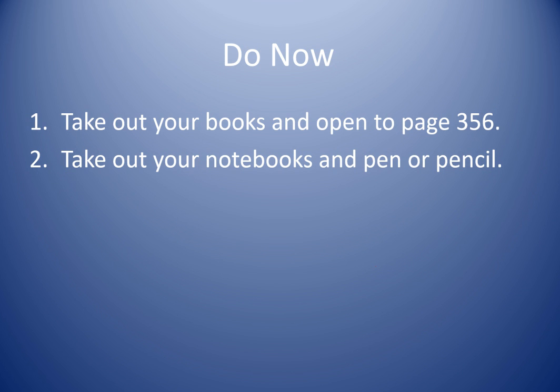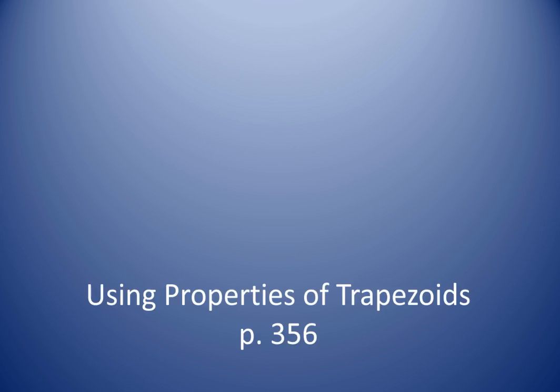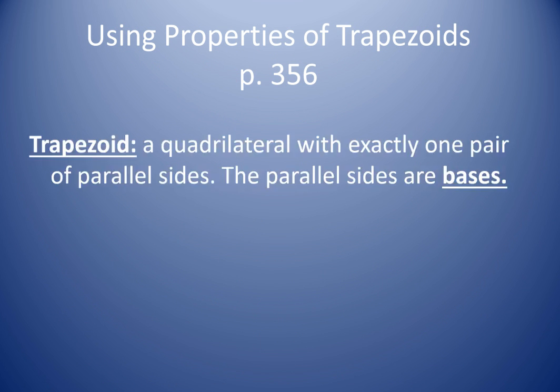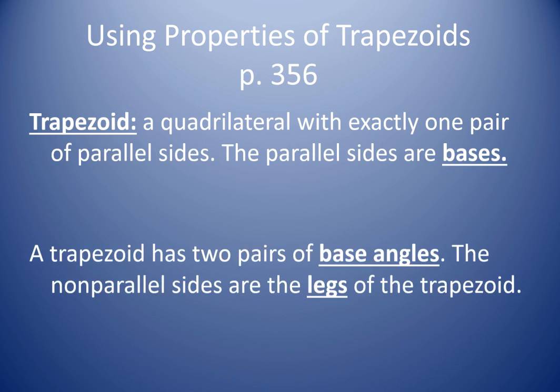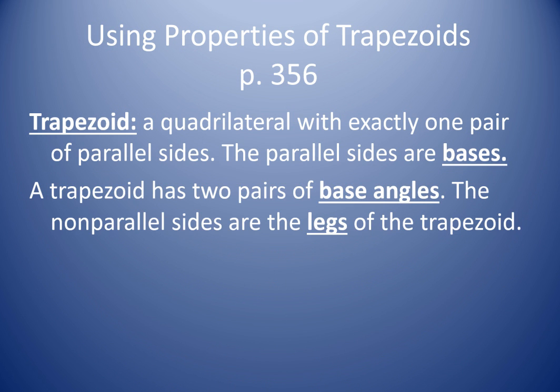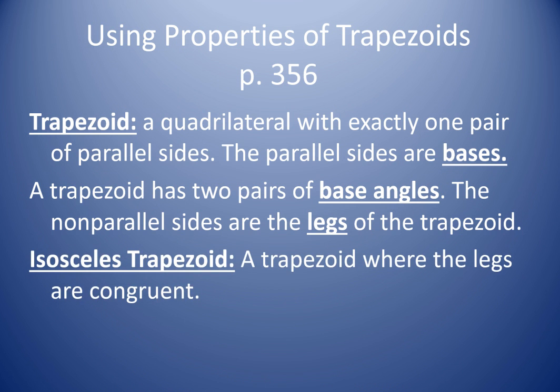Alright, so trapezoid. A trapezoid is a quadrilateral with exactly one pair of parallel sides. We call those sides bases. A trapezoid has two pairs of base angles. The non-parallel sides are the legs of the trapezoid. An isosceles trapezoid is a trapezoid where the legs are congruent. So this is what we are talking about.